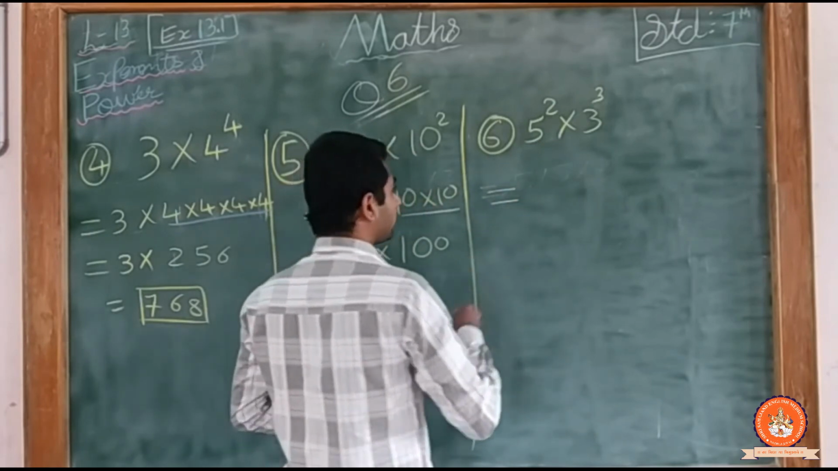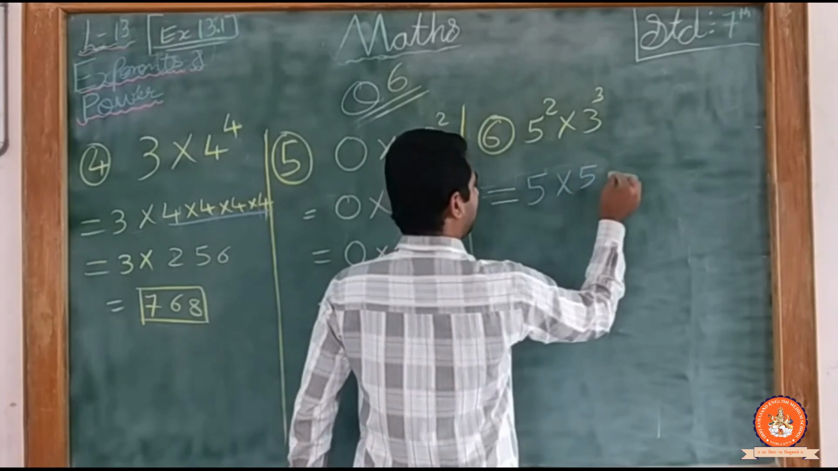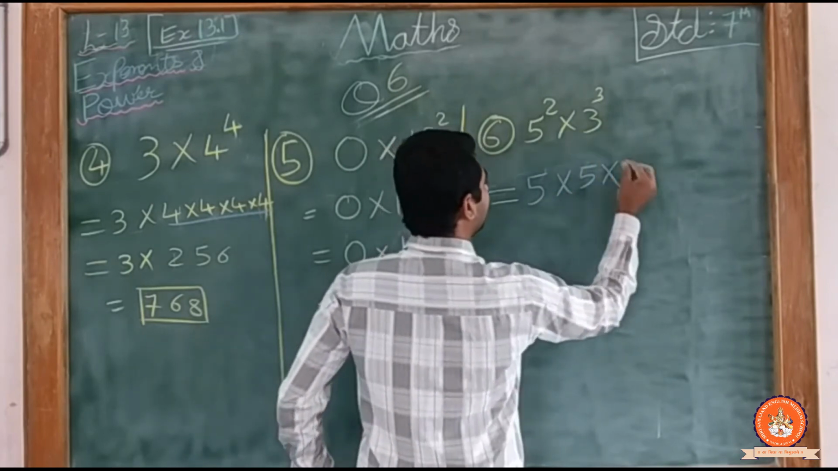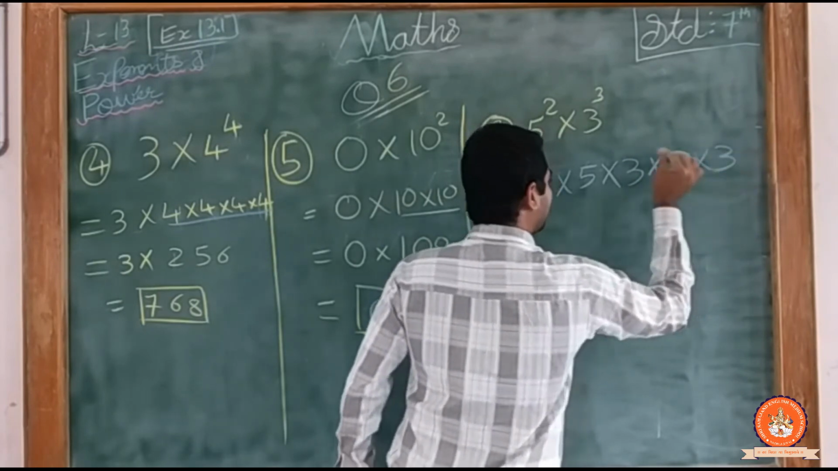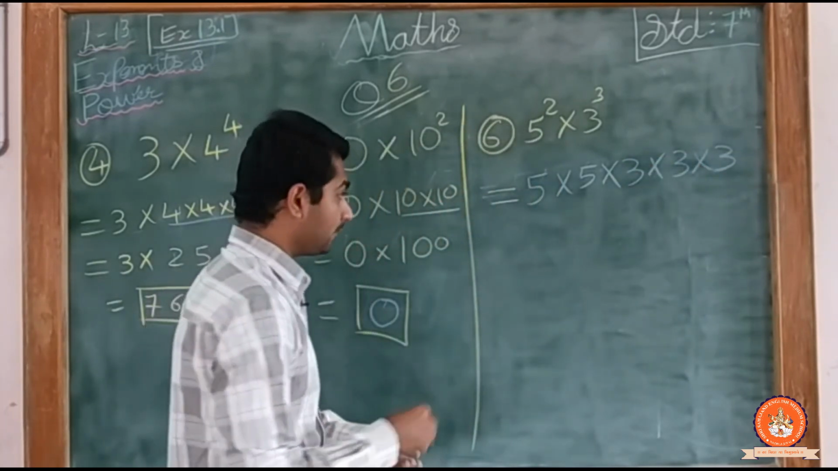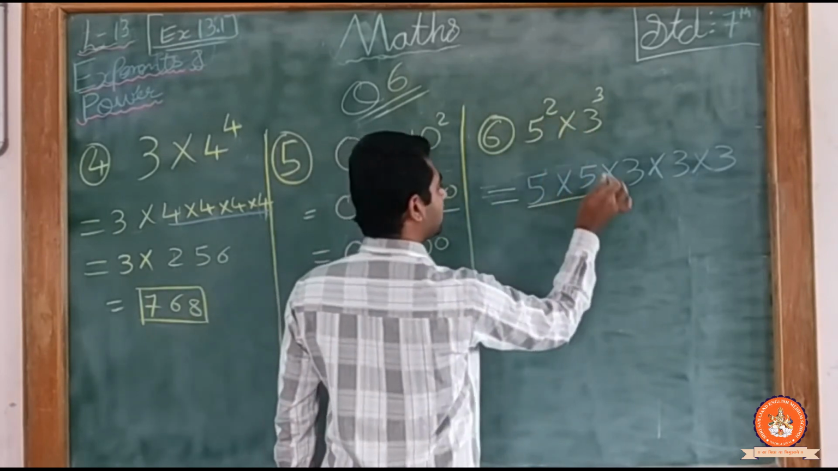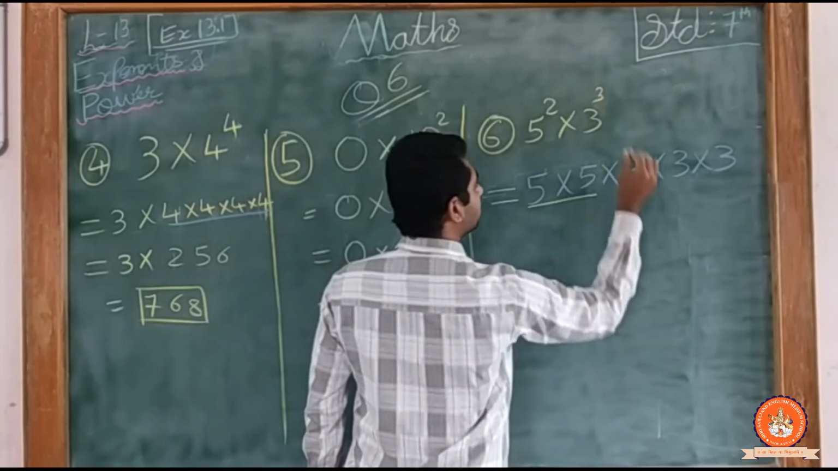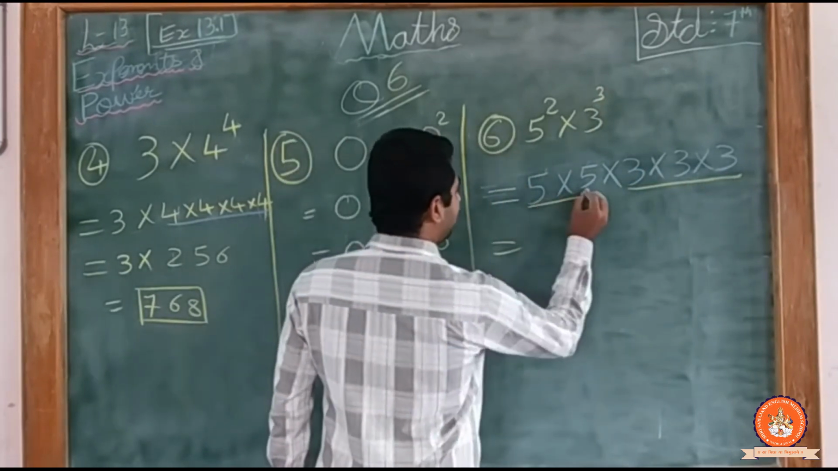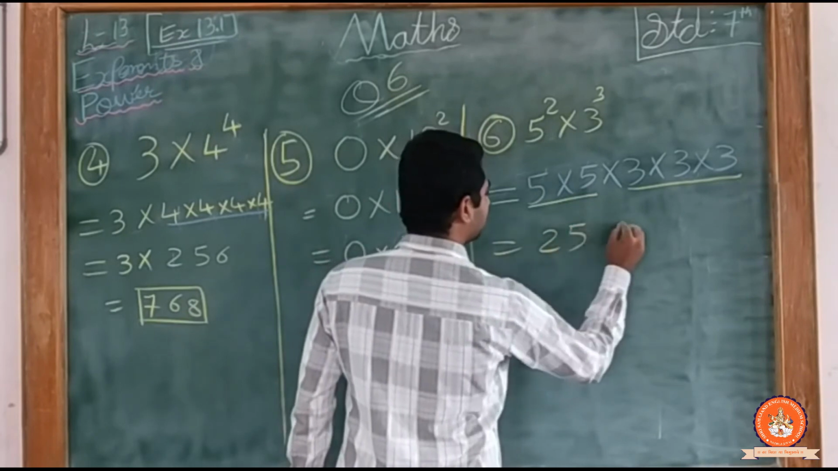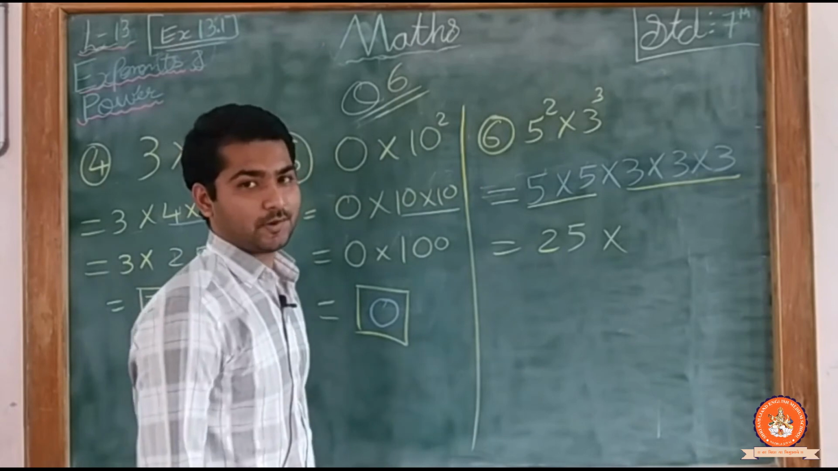See, 5 means 2 times 5 into 5. Multiply by 3 times, so 3 multiply 3 multiply 3. ठीक है बच्चा पार्टी? अब देखिए, see here, 5 is 2 times, done 2 times. Multiply means multiply. 3 raised to 3, 1, 2 and 3. Clear? Now 5 5s are 25, 3 3s are 9, 9 3s are 27.